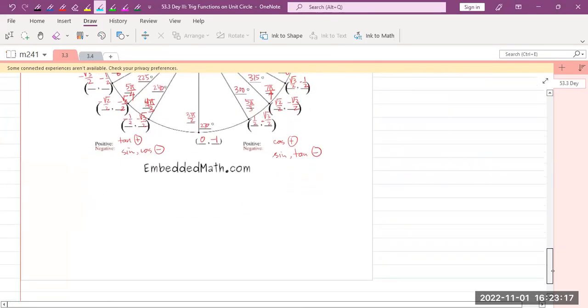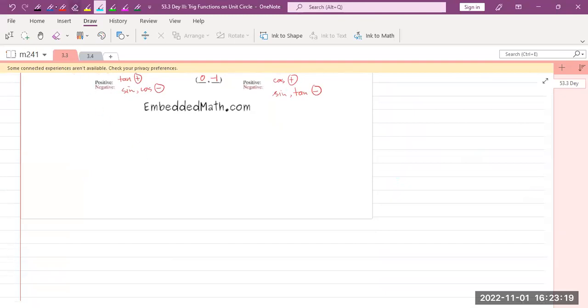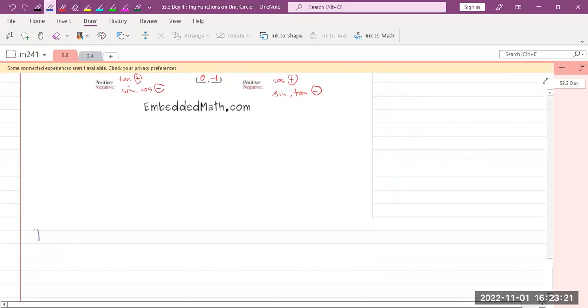Now let me go on. Also, from what we learn from here, we can now easily prove the basic identities for negative angles.